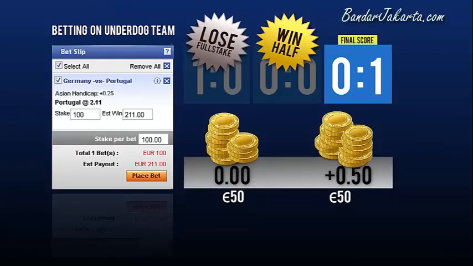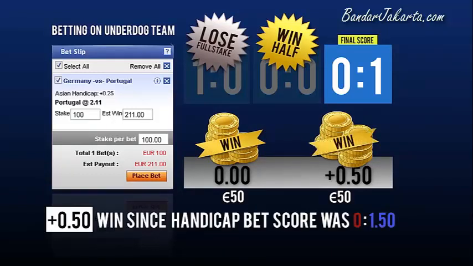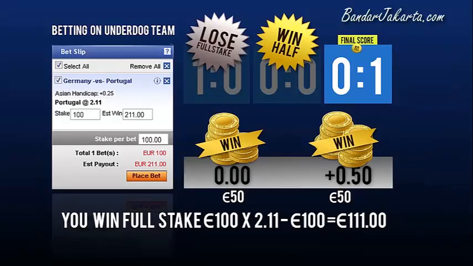Finally, if the final score ends with a 0-1 in favour of Portugal, you will win both the bets, one with a handicap score of 0-1 and the other 0 against 1.5, resulting in total winnings of €111.